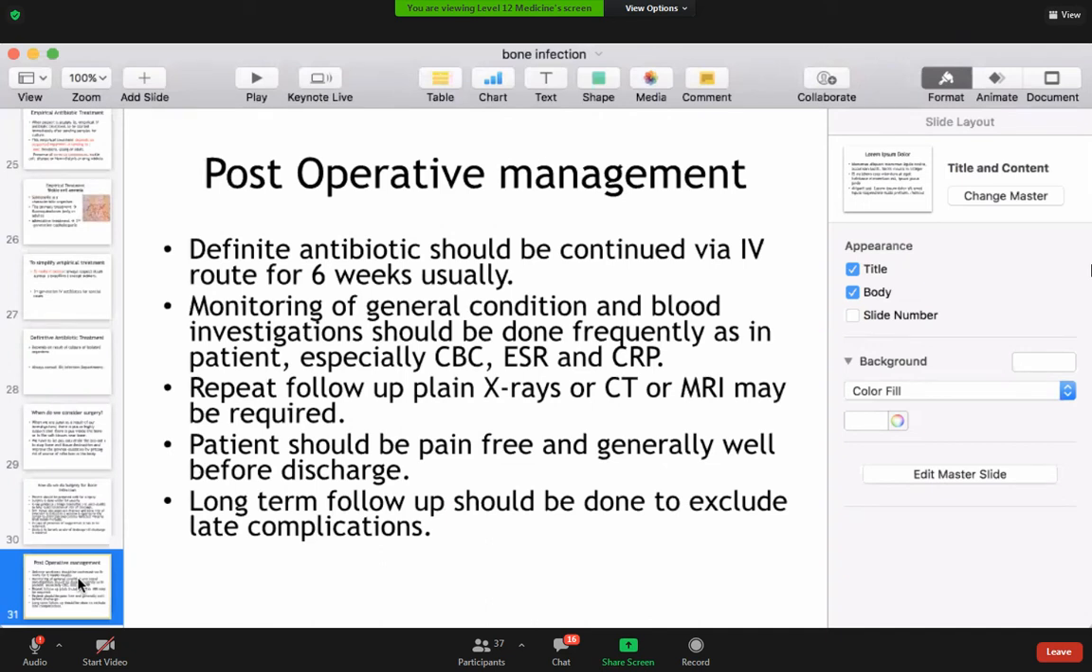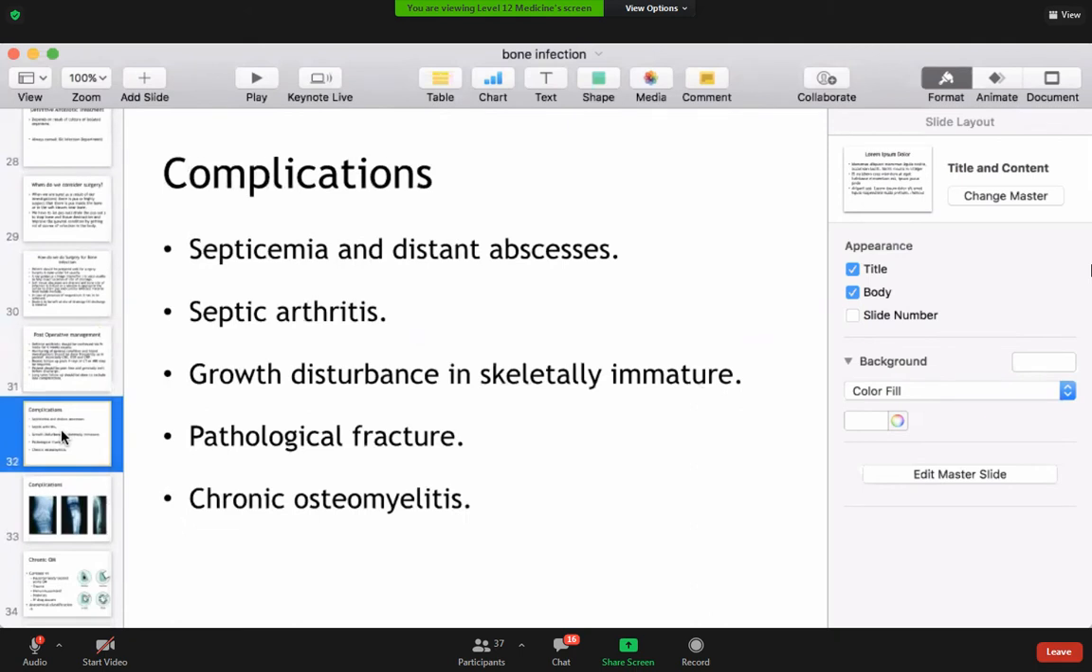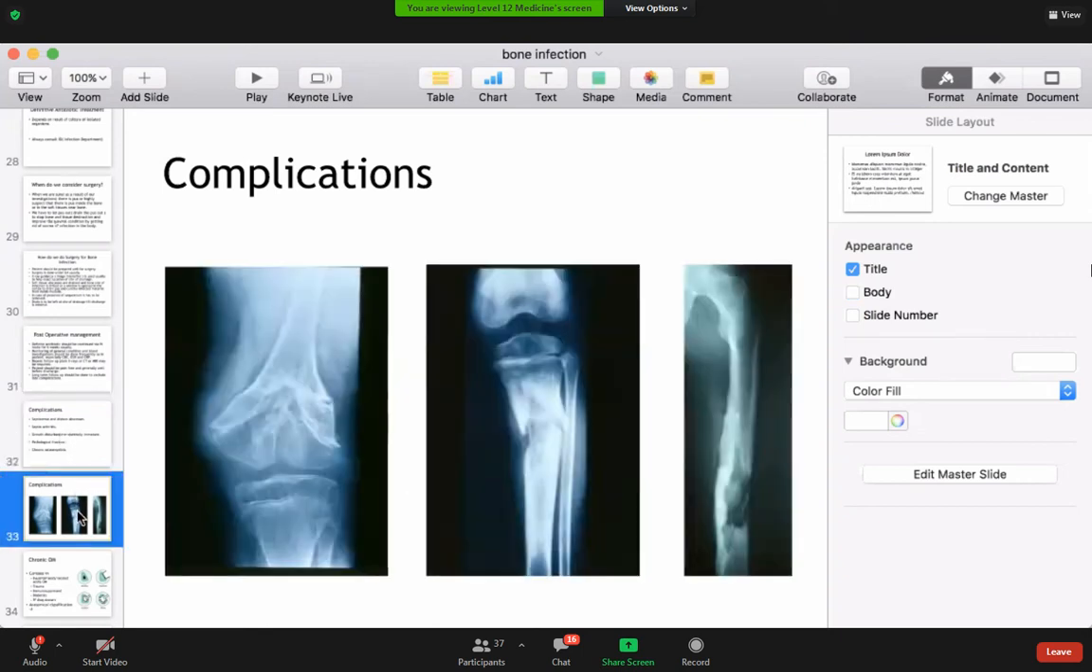Post-op, continue IV antibiotics, make sure it's changed according to the culture. Follow up with ESR, CRP, and CBC, repeat plain films and other images like CT and MRI. Long-term follow-up to exclude complications is very important. Complications like septicemia, abscess, septic arthritis, growth disturbance in skeletally immature patients, pathological fracture, or chronic osteomyelitis. These are examples of complications of osteomyelitis.